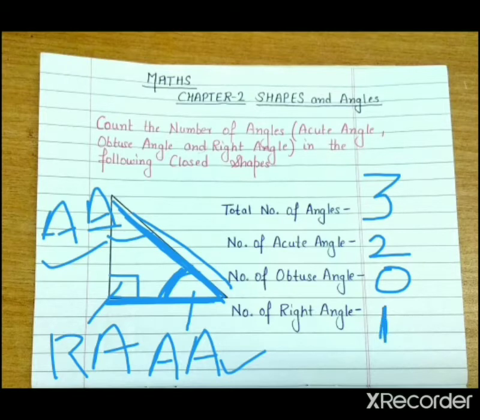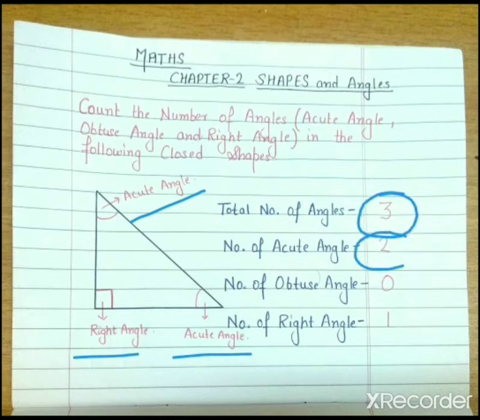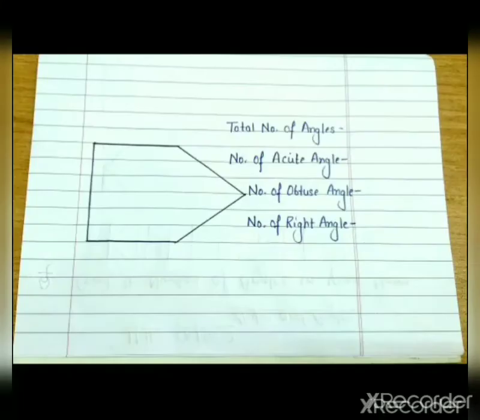Okay students, got it? Now here is your answer. Here this is an acute angle, this is a right angle, this is an acute angle. So in total 3 angles. Among the 3, 2 are acute and 1 is a right angle. There is no obtuse angle in the given shape. Okay students, let's move towards the second question.